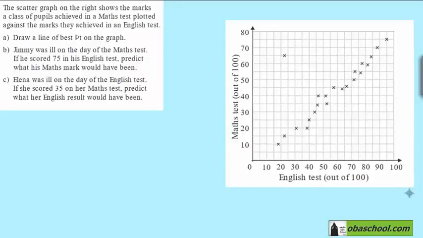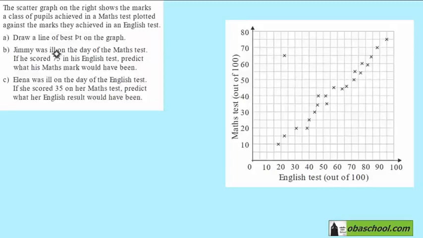In this tutorial, we will be solving an exercise about the scatter graph. The scatter graph on the right shows the marks of a class of pupils achieved in a math test, plotted against the marks they achieved in an English test. If you take a look at the graph, on the x-axis you have the English test scores out of 100, and on the y-axis you have the math test scores, also out of 100.